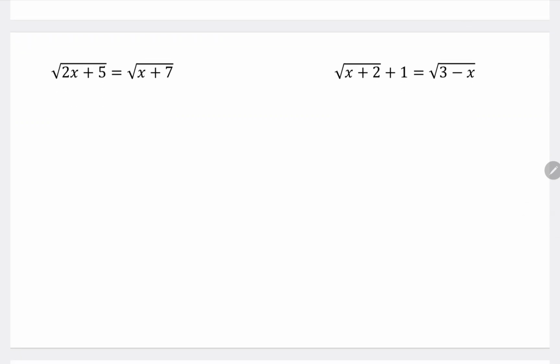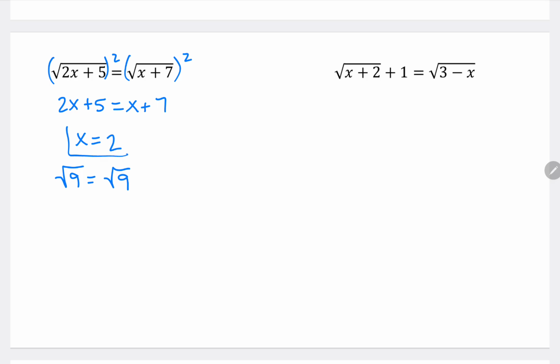So two examples where we have radicals on both sides of the equal sign. In this first example, we can square both sides to get started. And the square roots and the squareds will just cancel each other out. So we have 2x plus 5 equals x plus 7. And when we solve that, we get x equals 2. A quick check tells me that 2 is a good solution. We get the square root of 9 equals the square root of 9, which is true.